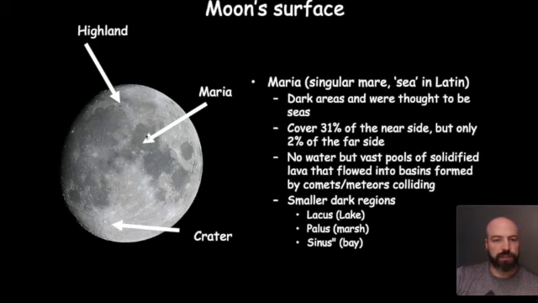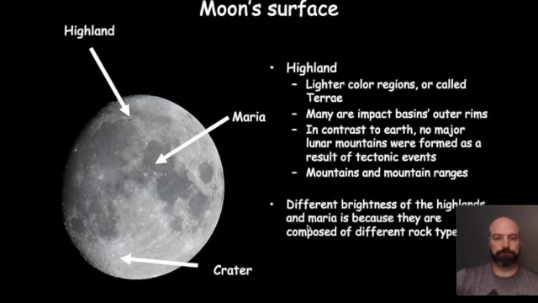There is no water there, but that was formed from when craters or when comets and meteors collided with the moon, and then the magma came up and turned into pools here and then cooled. So there are smaller regions, and they give them names based on water, lake, marsh, bay, but in Latin.